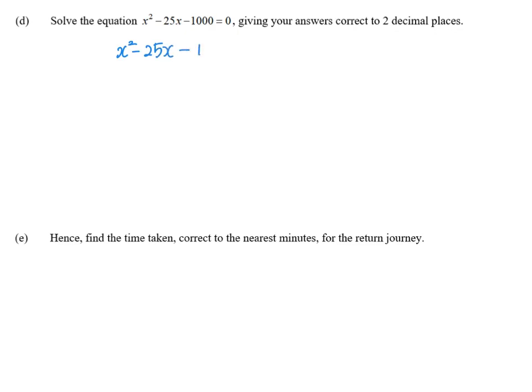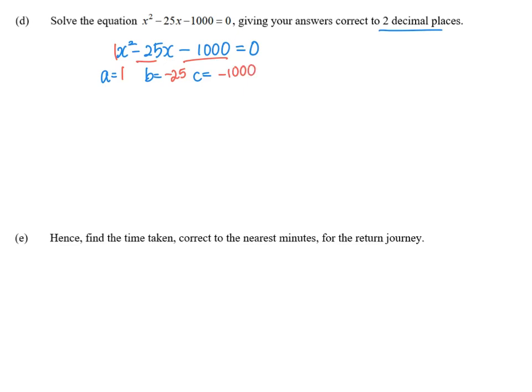So without further ado, we are going to have our equation. You have two choices. You can either try to do factorization or you can try to use the formula. Since in this case they mentioned something about decimal place, I'm going to use the formula directly. So what is our value for A, B, and C? A will be the number 1. B is negative 25. Don't forget the sign. And C will be negative 1,000.